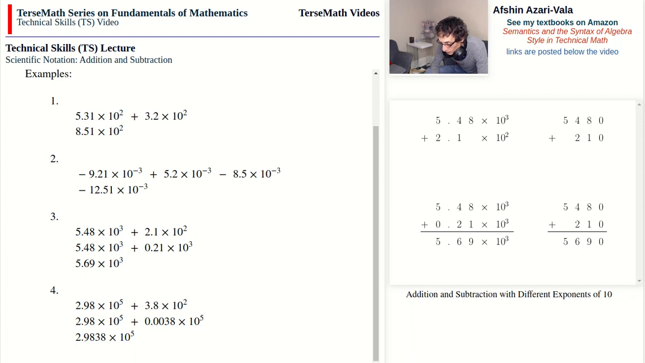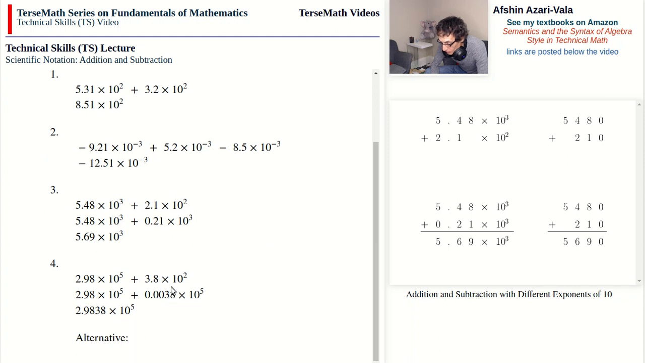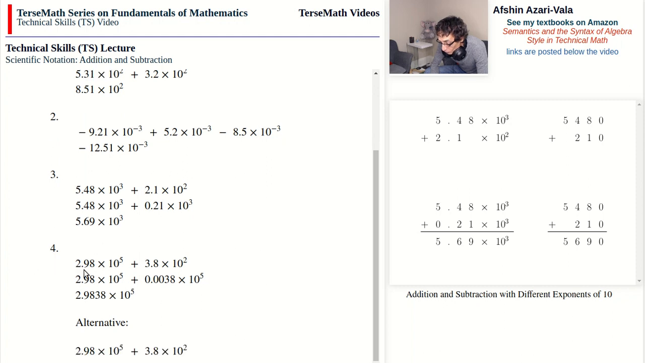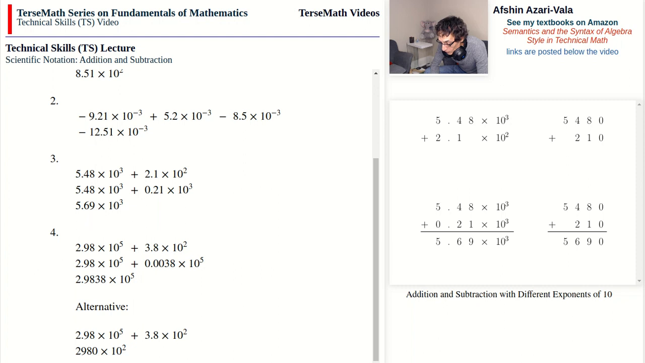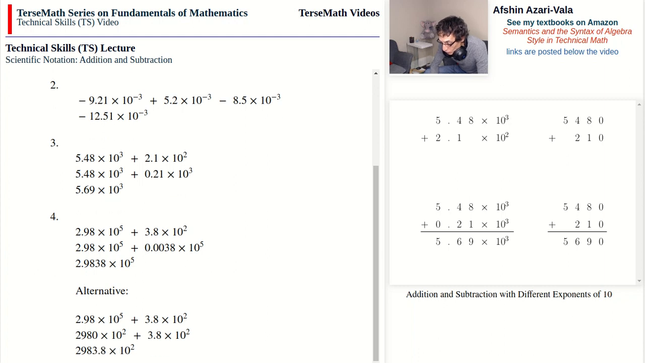Now let's say we go with the alternative approach. Let's say we go with the lowest exponent. We'll choose 2 as the common exponent. In this case, because 5 has to come down to meet the value of 2, what we have to do is move the decimal point forward over 3 digits. And therefore we end up with 2,980 times 10 to the power of 2. And 3.8 times 10 to the power of 2, of course, doesn't change. Now we can add 2,980 and 3.8 to end up with 2,983.8 times 10 to the power of 2.